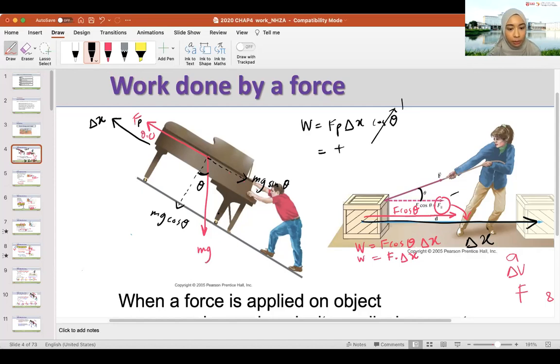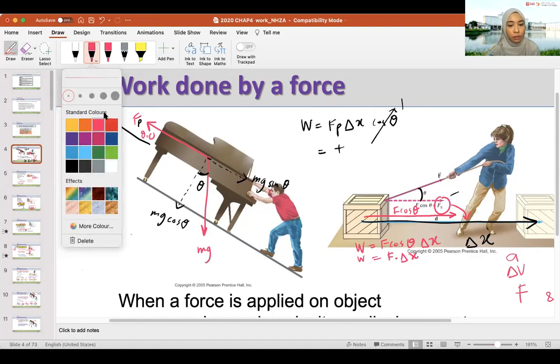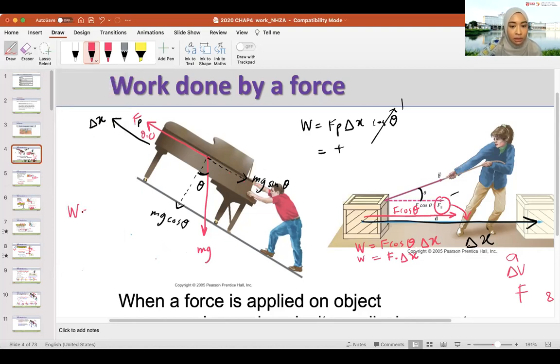Now we are talking about mg, or weight. I'm not going to label it weight, later it will be confused with work done. So now we have weight. I want to know what is the component parallel to delta x. It is mg sine theta. So I write my equation. Work done is equal to mg sine theta, I directly use the parallel component. So work done is mg sine theta delta x.